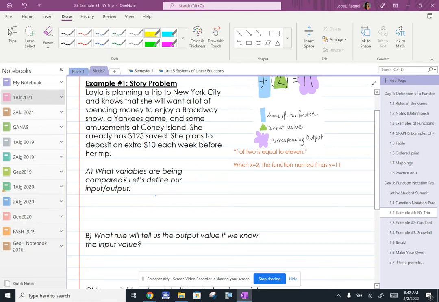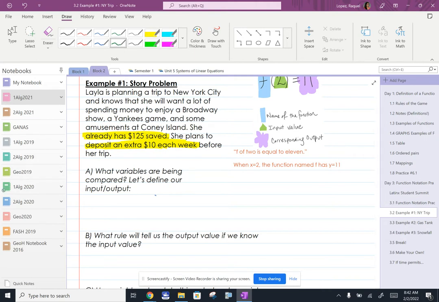Okay, so let's read this word problem. It says that Layla's planning a trip to New York City and she knows she wants to do a whole bunch of stuff like Broadway shows, a Yankees game, and some other amusements. She already has $125 saved. That's an important piece of information. And she's going to deposit an extra $10 each week before her trip.